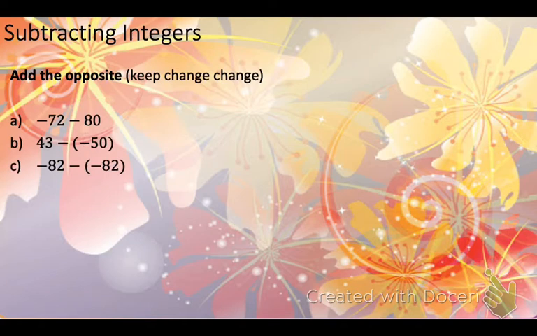Okay, and then lastly, same thing. We add the opposite, so we keep the first one, change to addition, change to addition. Now we have different signs, so we're going to subtract and keep the sign of the bigger number. Well, these are both the same number, so when I subtract 82 minus 82, I just get 0. And I can't have a negative 0, so it's just 0.